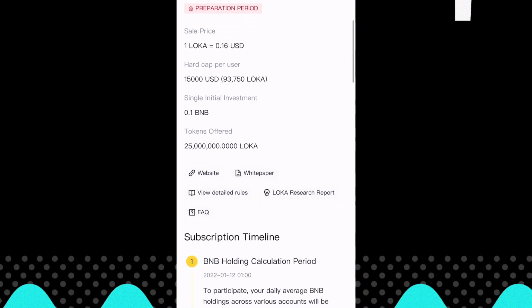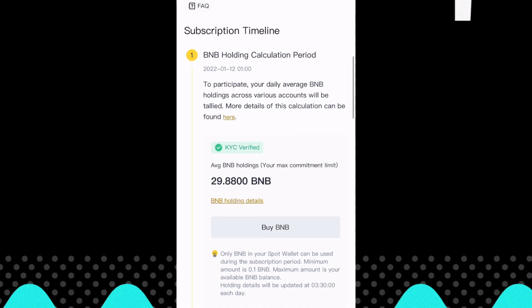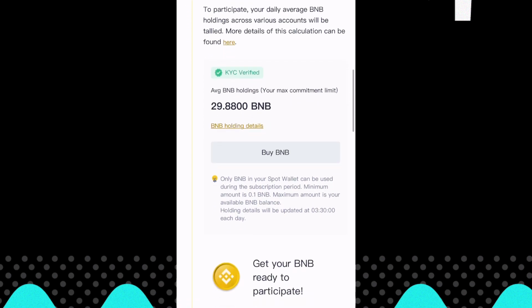So you come on here, then you try to read all these options right here. The most important thing to understand is that they tell you only BNB in your spot wallet can be used during the subscription period. Minimum amount is 0.1. This is more like a pre-sale. On the other hand, what you need to understand is that they will give you some amount of coins after you've bought BNB.